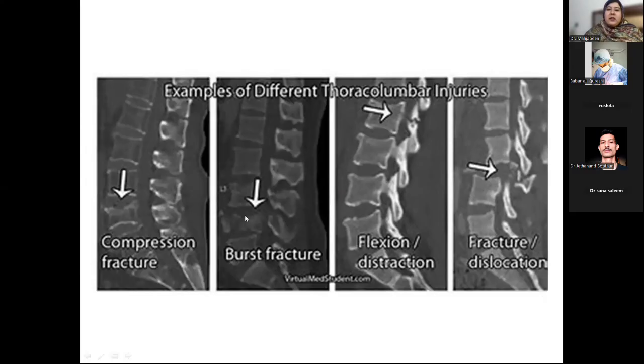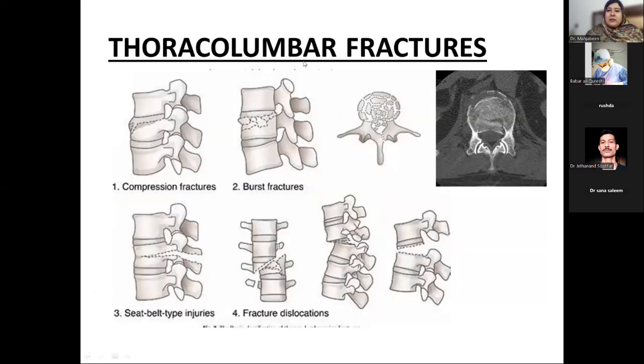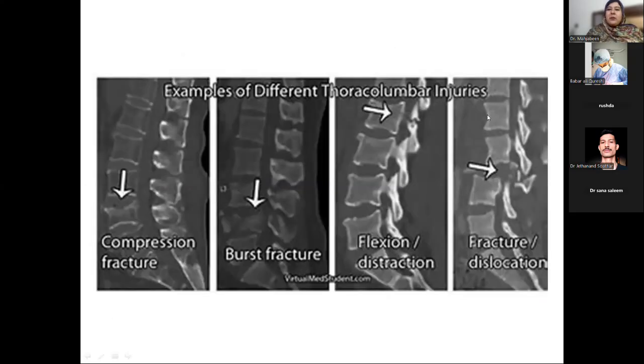Now burst fracture, I told that there is involvement of anterior as well as middle column, and the vertebral body is basically burst. We can see in this image the vertebral body is completely burst into different pieces. This is the axial view. So this is the anterior and middle column fracture. And then we saw flexion distraction and fracture dislocation. Flexion distraction injuries are also three column injuries. Fracture dislocations are also three column injuries.